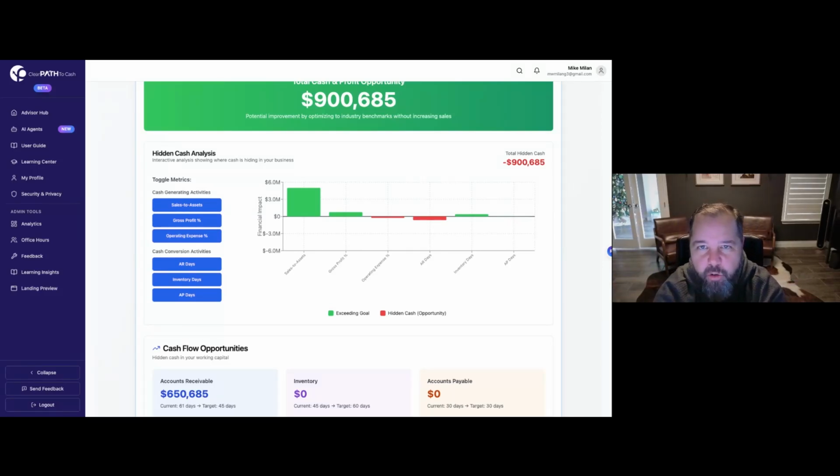These are the categories that you can affect. You can't do anything in net profit, but you can do something to sales. You can do something to gross profit. You can do something to operating expense. Net profit is just a result, but these are the three things that you can control.